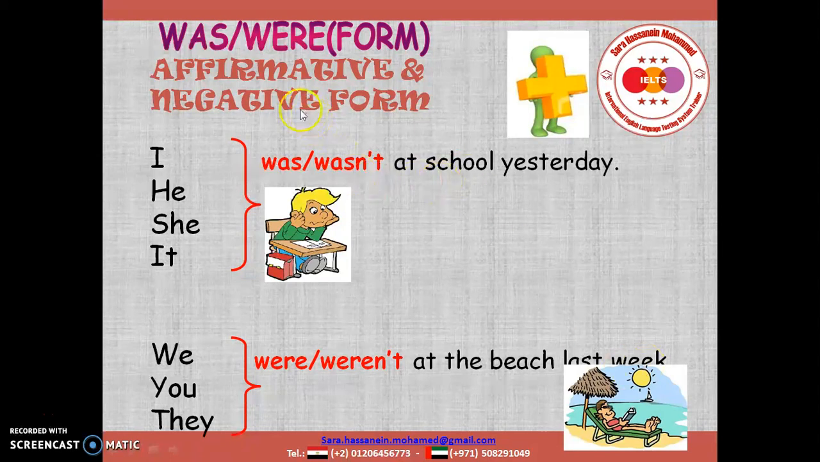And if you need to change this affirmative form to be a negative one, all you have to do is to add not. So was in the negative form will be wasn't. And weren't is the negative form of were.